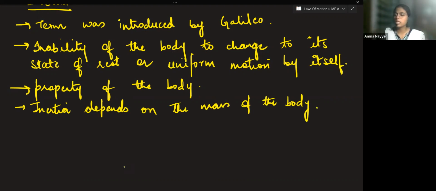So if a larger body mass is there, a larger body surface area, be it any body, not only human beings, you can take the example of any other object as well, non-living objects as well. Now, what happens if the mass is greater, the inertia will be more. And if the mass is less, inertia will be less.